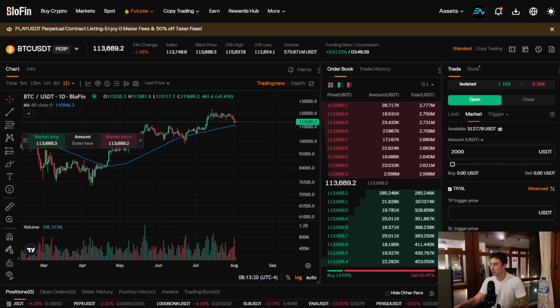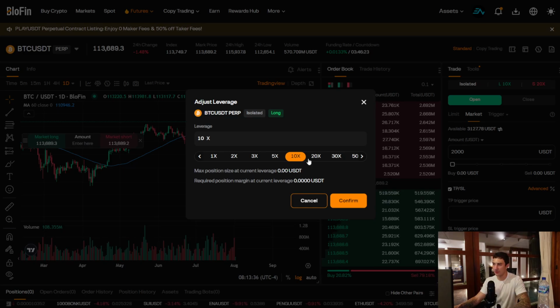2,000. There we go. We have an estimated P&L of negative $100. So if we lose this trade, we're going to be losing $100. And then we can just press long to enter the trade. I'll just show you guys real quick what it will look like. Now, again, this is where leverage comes into play.